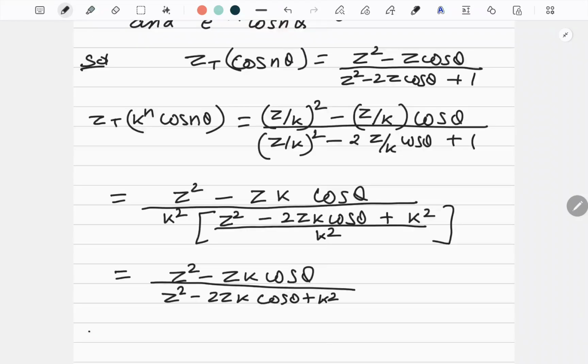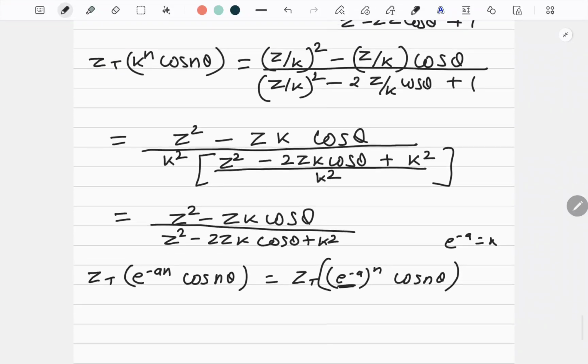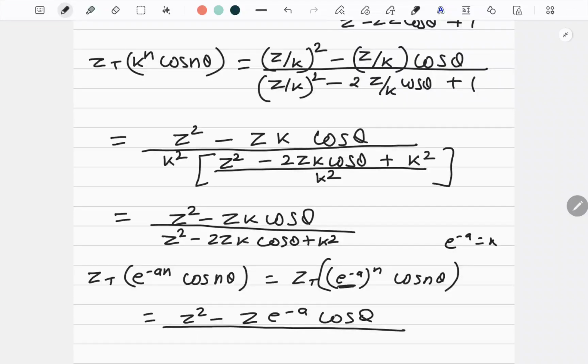So now based on this, if I ask you what is the z transform of e to the power minus an cos n theta, what you will be doing? You will be writing it as z transform of e to the power minus a to the power n cos n theta. And your e to the power minus a will play the role of k. So in this answer, in place of k just write down e to the power minus a. So this becomes z square minus z e to the power minus a cos theta upon z square minus 2z e to the power minus a cos theta plus e to the power minus 2a. Correct? So this is how you get the answer.